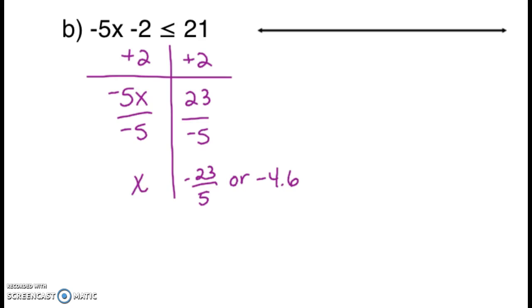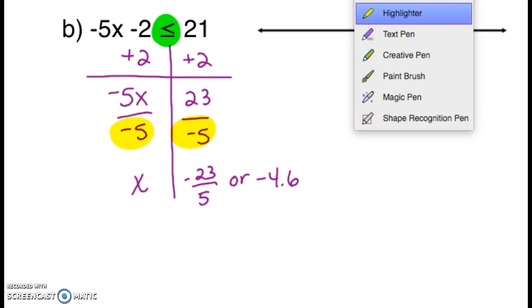Okay, and when I'm checking this, I have to see, did I ever multiply or divide both sides by a negative? Well, right here, notice I divided both sides by negative 5. So what that means is I need to take this inequality symbol and I need to flip it.